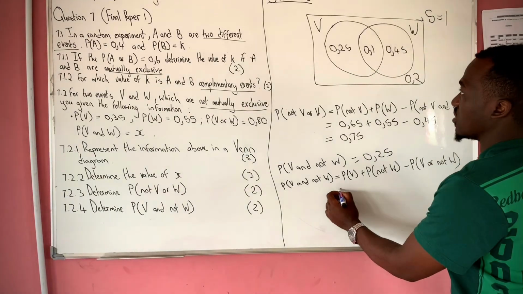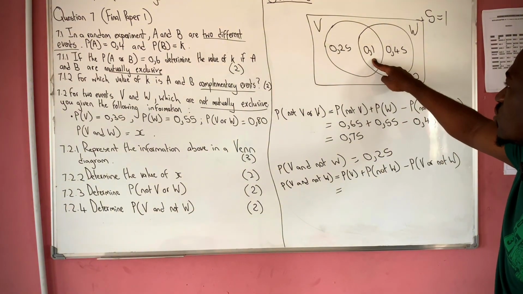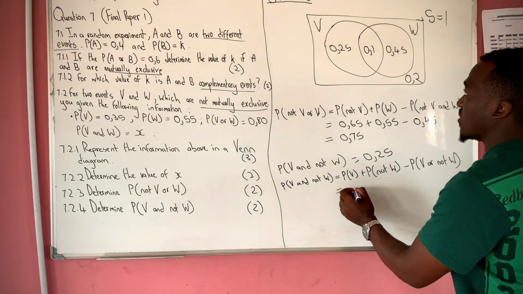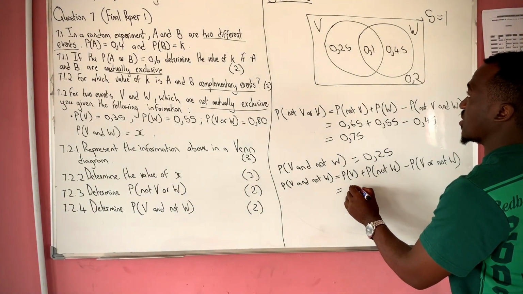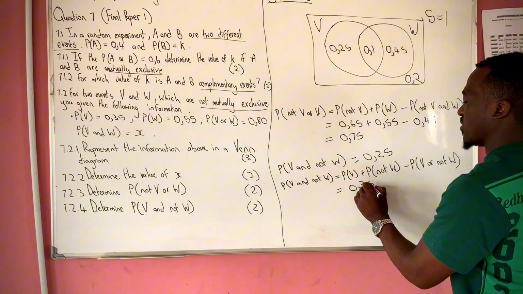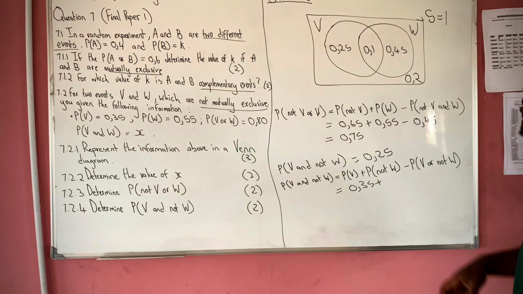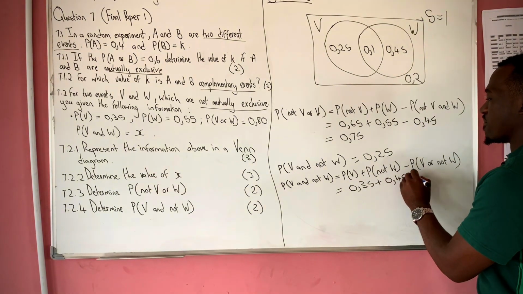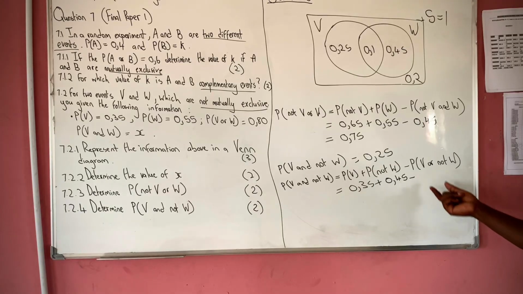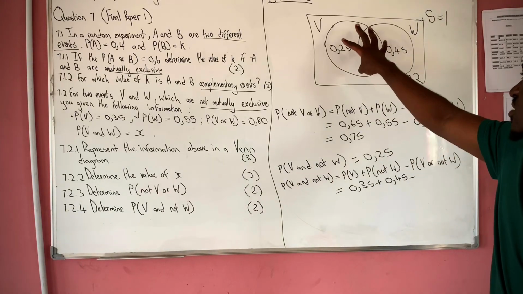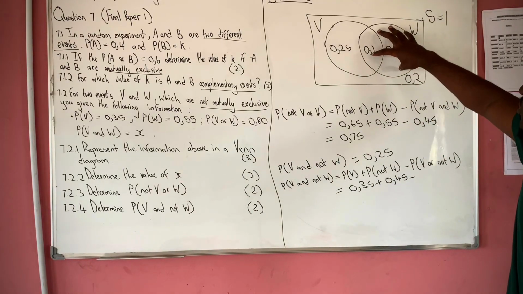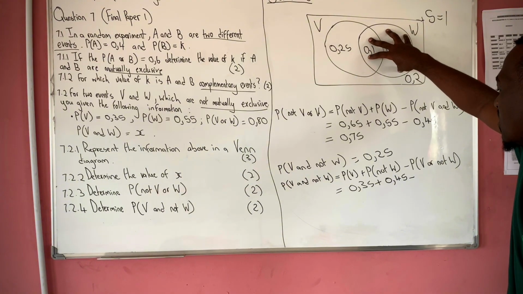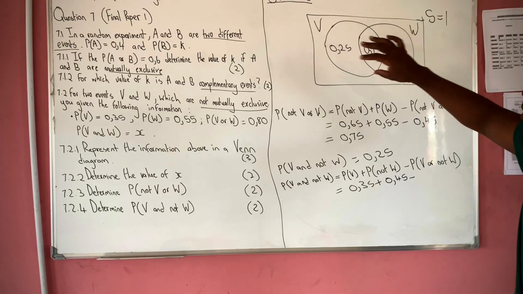What is our P of V? P of V is 0.25 plus 0.1, which is 0.35. So 0.35 plus P of not W. Not W is 0.25 plus 0.2, which is 0.45. 0.45 minus P of V or not W. Understand? P of V or not W.